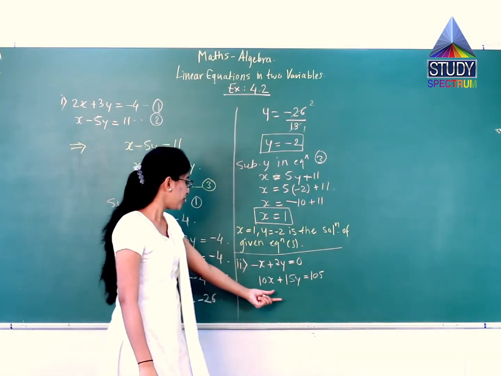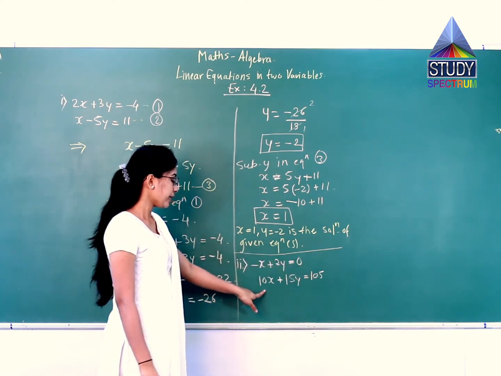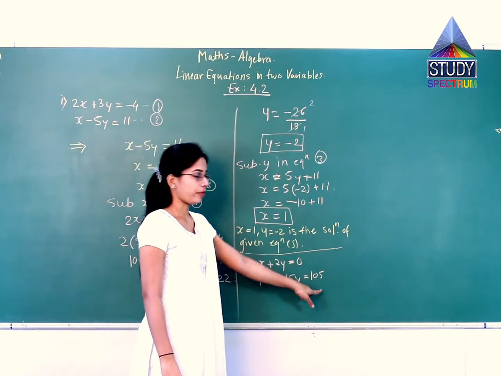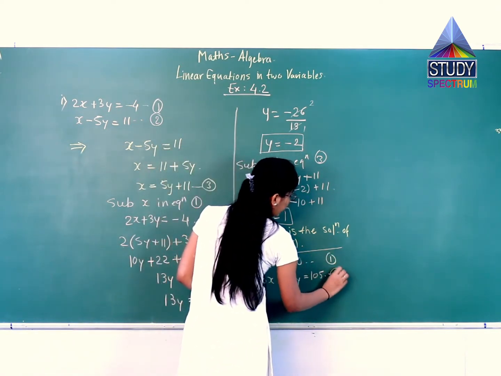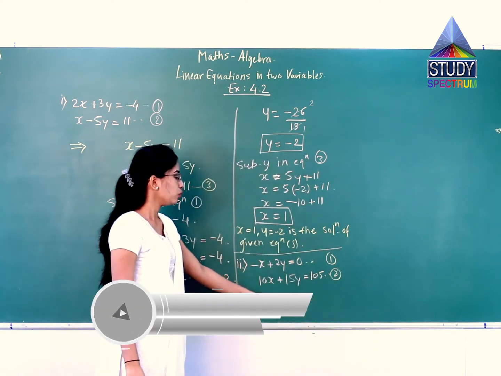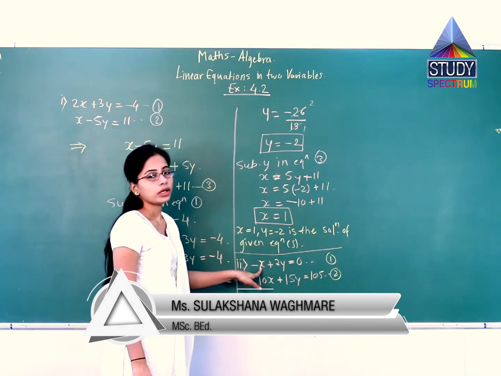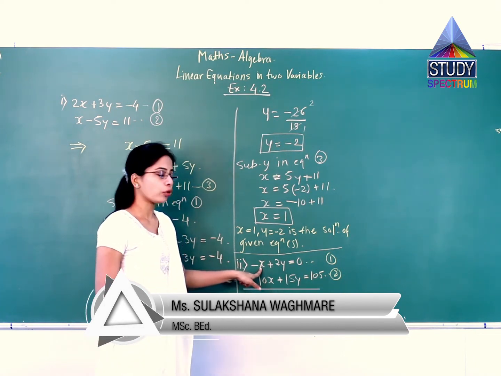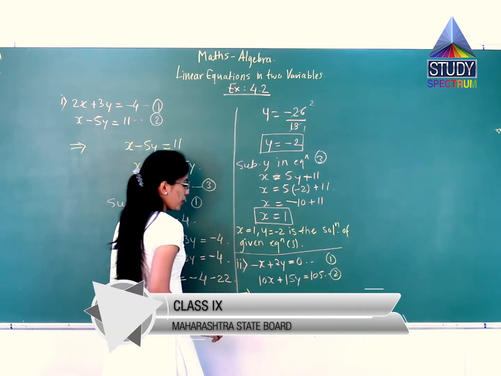Now second example we have minus x plus 2y is equal to 0, 10x plus 15y is equal to 105. So let us name them equation number 1 and equation number 2. Now you can see only x here has no coefficient, meaning only one coefficient we have actually. So let us solve this equation.